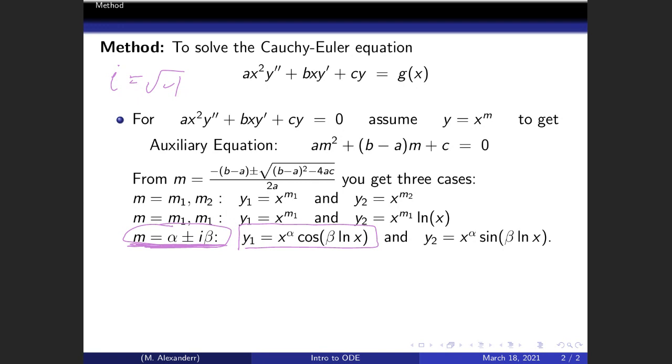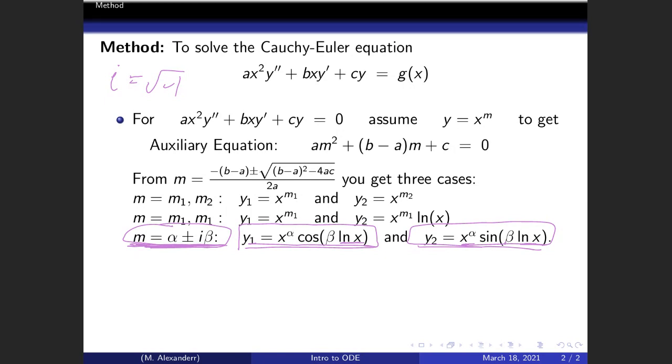So this is x to the power of alpha cosine of beta ln of x, and then this is x to the alpha multiplied by sine of beta ln of x. So this is a little bit more involved than the other type of equation that we dealt with, where we had e to the alpha x cosine beta x. Anyways, these are your two linearly independent solutions, and so now we have solved the homogeneous equation.